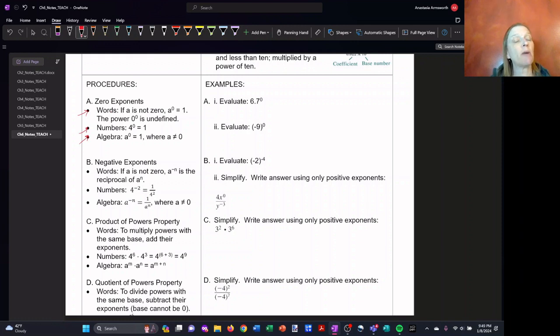If you've got 0 to the 0 power, that's undefined. If you try to punch it into your calculator, you'll get an error message. So it doesn't matter what I raise to the 0 power. 6.7 to the 0 power equals 1. -9 to the 0 power equals 1.